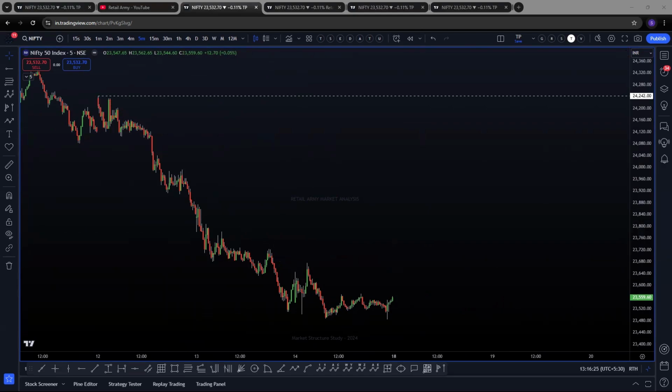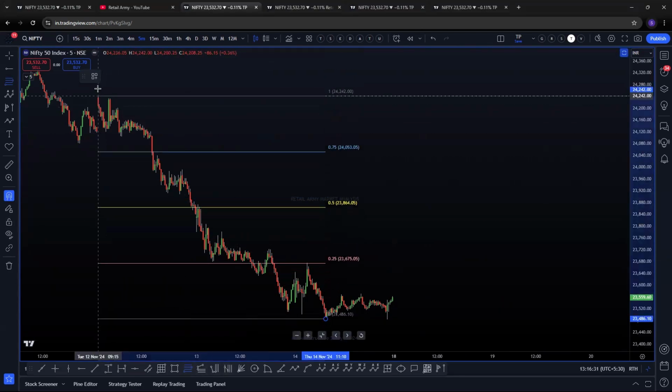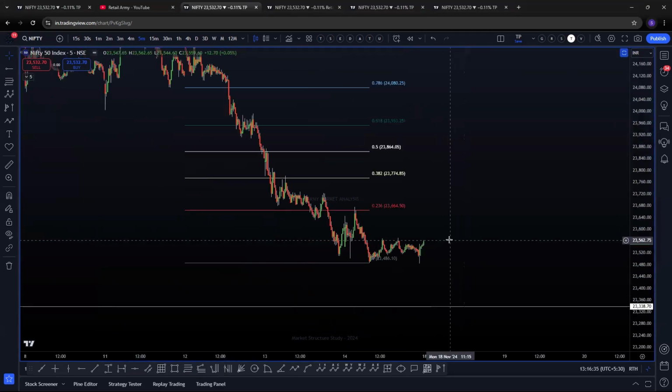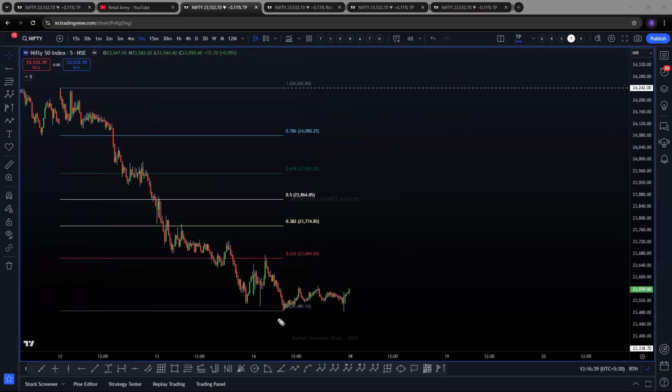And the only confirmation I need first is the market to pull back. So what I want to see is, when will this down move end? This is the only way I can tell you how the down move is going to end. So for example, let us take the low of 23,486, right? Draw your 38 to 50% zone.